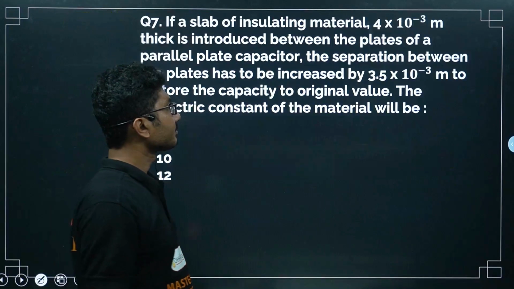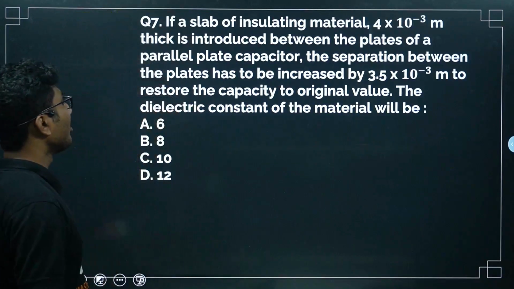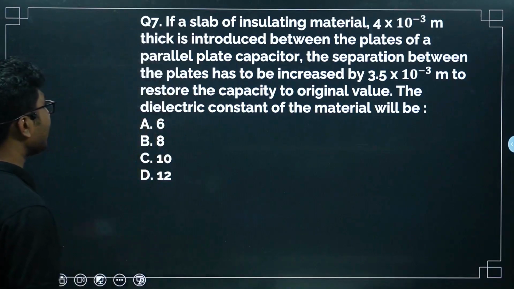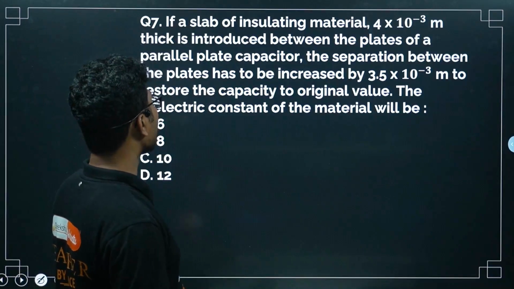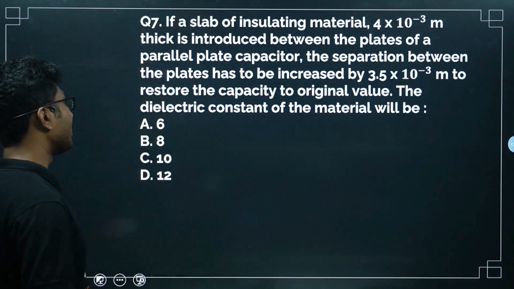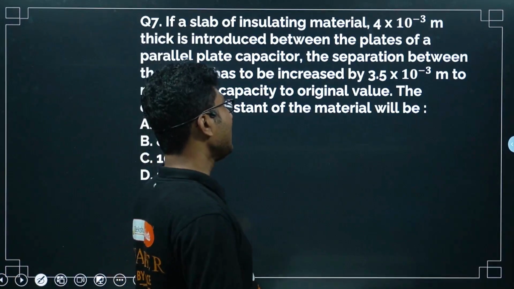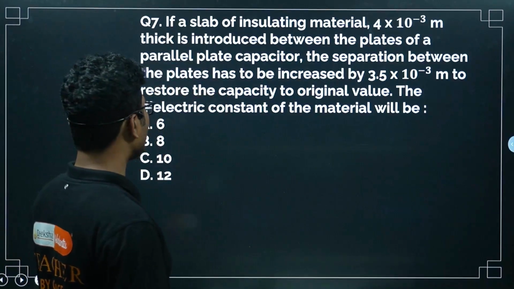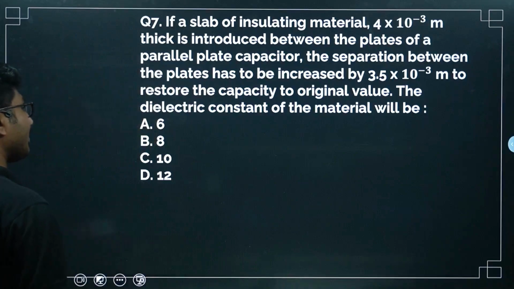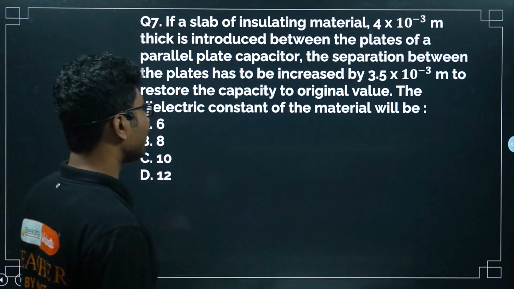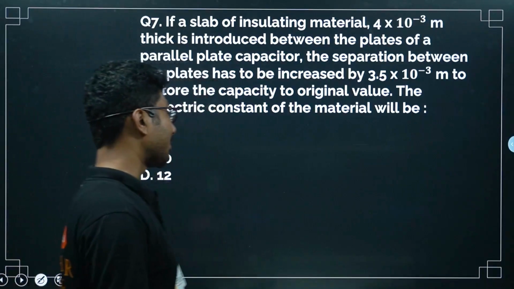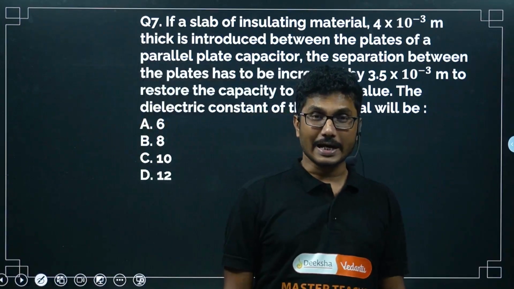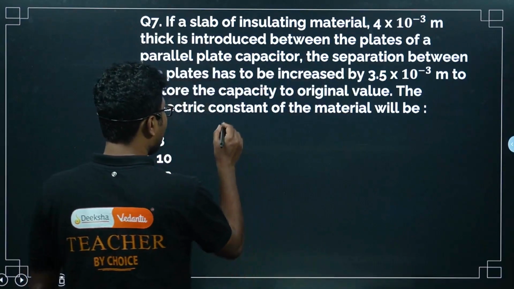Okay. Now, if a slab of insulating material 4 times 10 to the power minus 3 meter thick is introduced between the plates of a parallel plate capacitor, the separation between the plates has to be increased by 3.5 times 10 to the power minus 3 meter to restore the capacity to the original value. The dielectric constant of the material will be? Now there is a shortcut method. You can derive that shortcut method, or you can directly use that shortcut method. What is that?